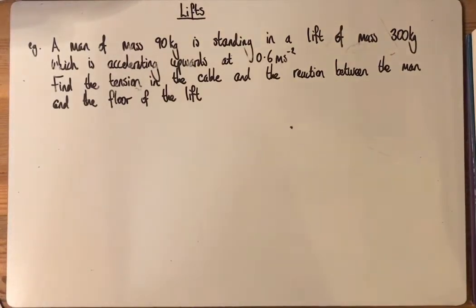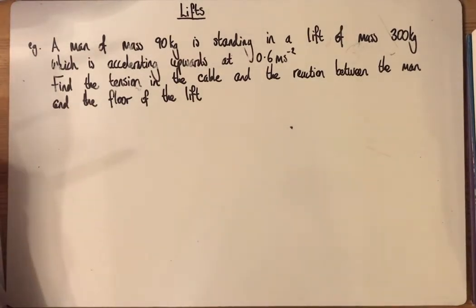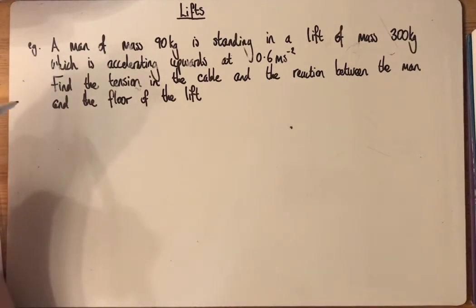Okay, a couple of lift examples. So this is connected objects in contact, but they tend to be lift questions. So we've got a man of mass 90 kilos standing in a lift of mass 300 kilos, which is accelerating upwards at 0.6 meters per second squared. Find the tension in the cable and the reaction between the man and the floor of the lift.